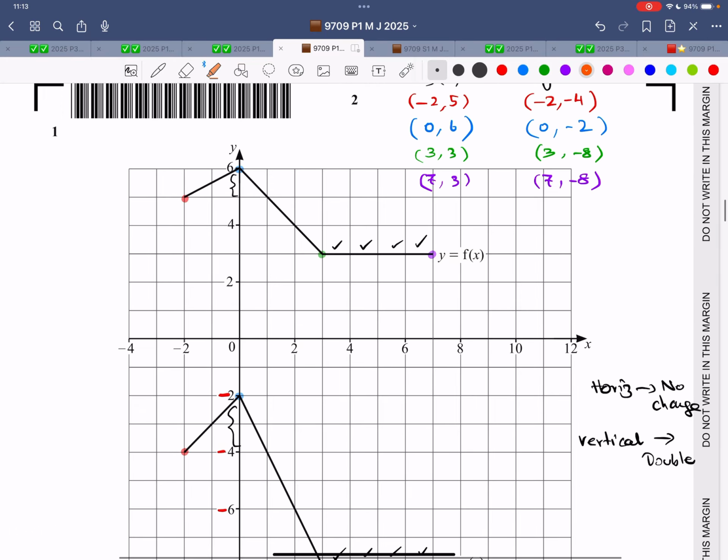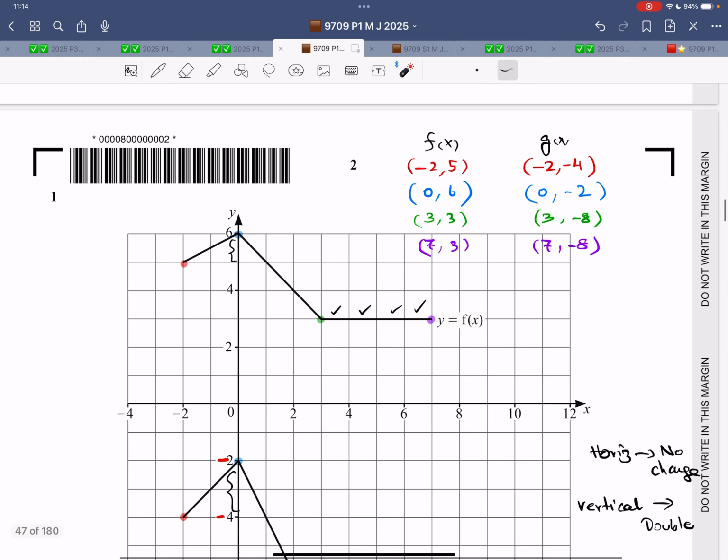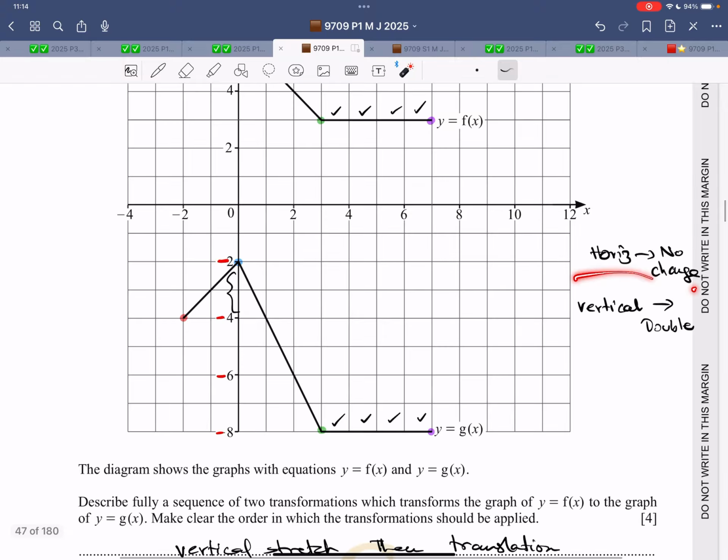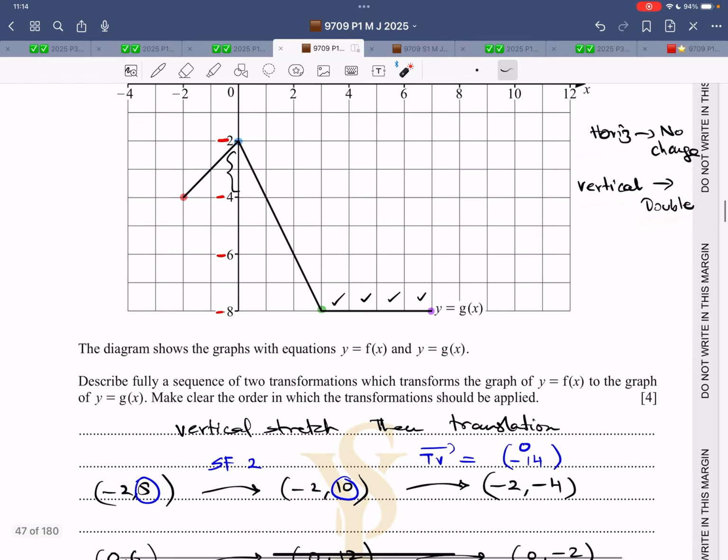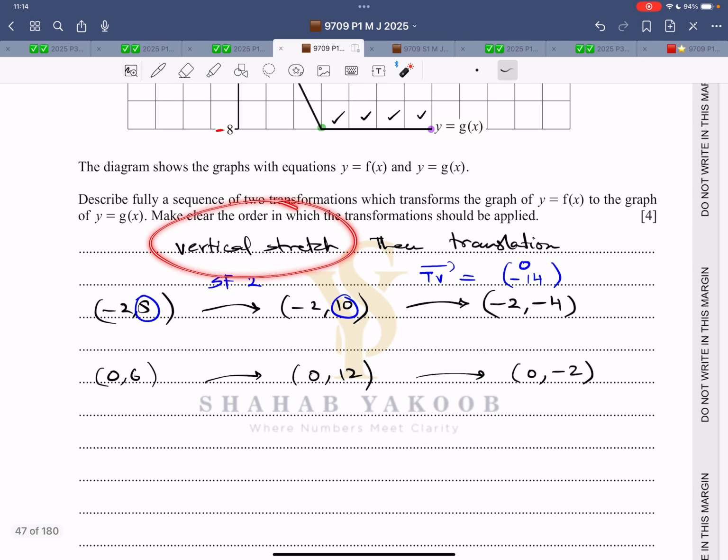What exactly have I done? I have marked a few pointers. This red is becoming this red, this blue is becoming this blue, and so on. Just focus on the red. (-2, 5) is becoming (-2, -4). (0, 6), that is this point, is becoming (0, -2). Horizontally, there is no change. Vertically, it's doubled. That means it has to be a vertical stretch and then a translation.